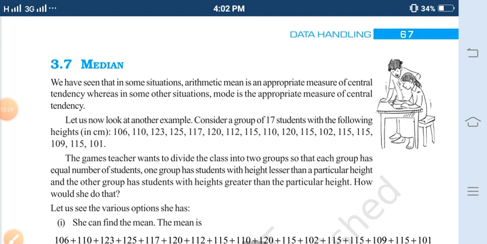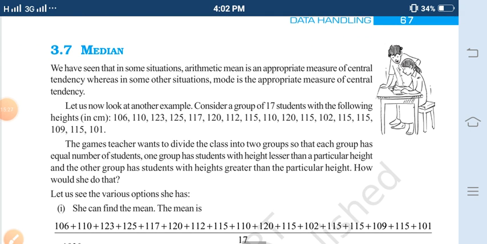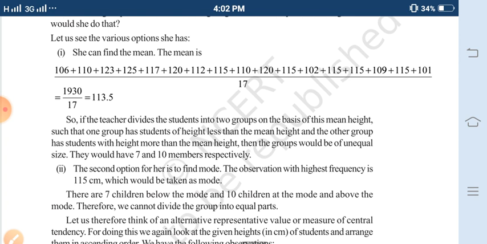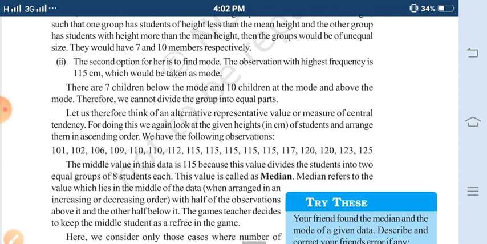Next is the median. In the beginning, as I told you, the median refers to the mid value of the given data.